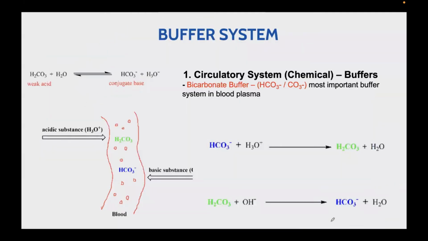Next, ito na yung mga buffer system natin. Okay, ito na yung mag-act upon our blood so that we will not experience those acid to base imbalance. Okay? Number 1. Meron tayong tatlong types of buffer system. Number 1 doon si circulatory system or your chemical buffers. Pakitandaan po, these are the most important buffer system in the plasma, your bicarbonate buffer.